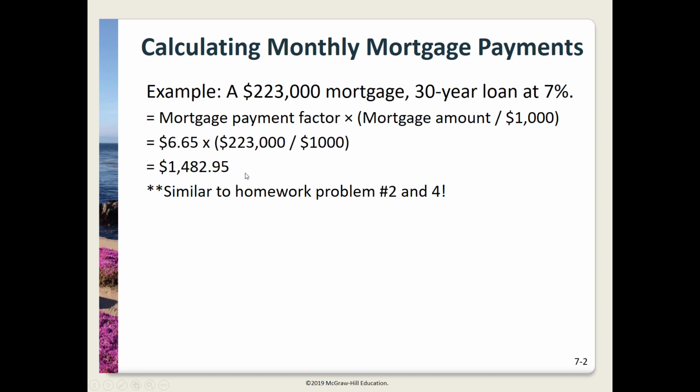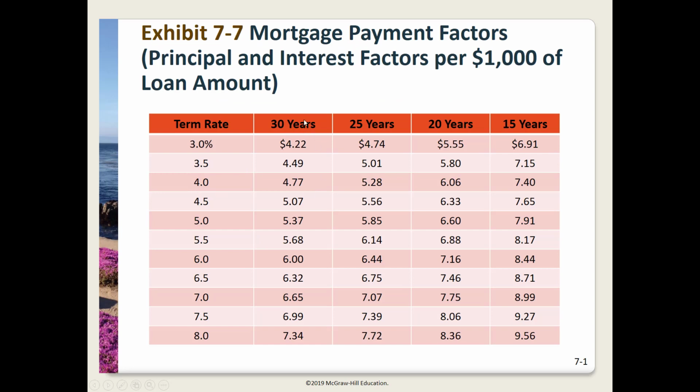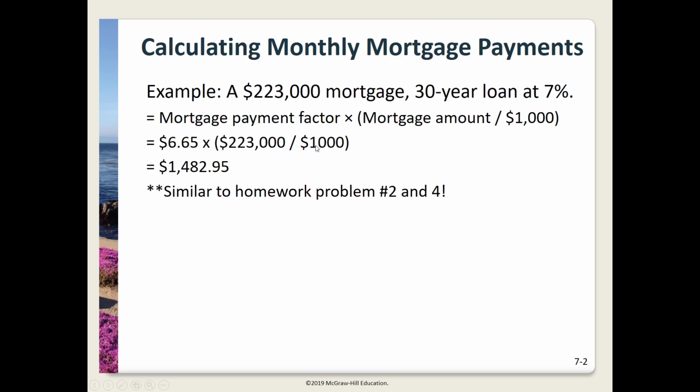So here's my 30-year loan at 7%, going back to the table. I'm looking at 30 years, and I'm going to go down until I get to the 7% right here. So 6.65 is my mortgage payment factor. So that's where the 6.65 comes in, and I'm going to multiply it by, here I'll take the mortgage of 223,000, divide it by 1,000, and so I get $1,482.95 for our monthly mortgage payment. Note that this is very similar to homework problems 2 and 4 this week.